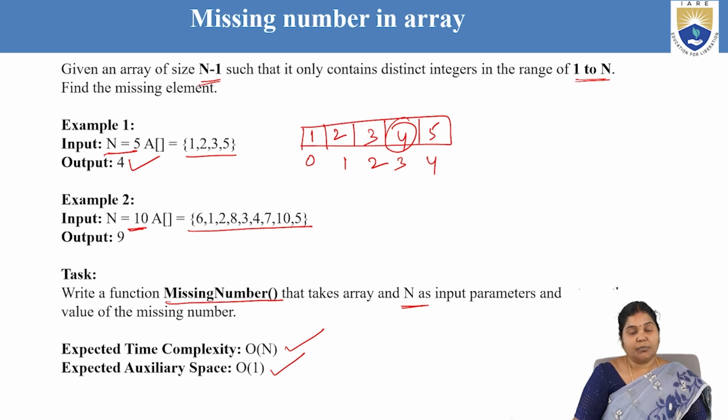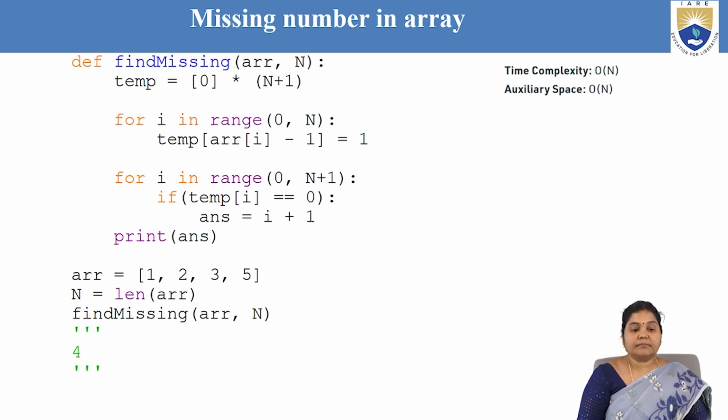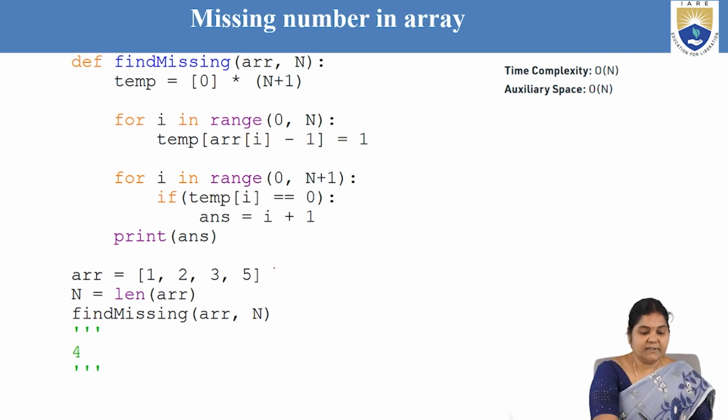Now, let us see how to solve this problem. There is a simple solution over here. This is the array and n is the length of the array. So, what is the length of the array? It is 5. Sorry, 4 elements are there. So, n is equal to 4 here.